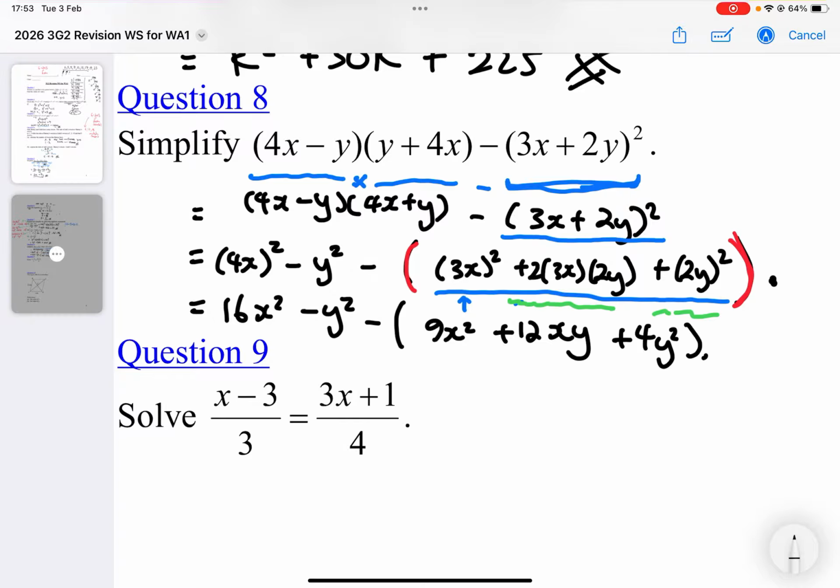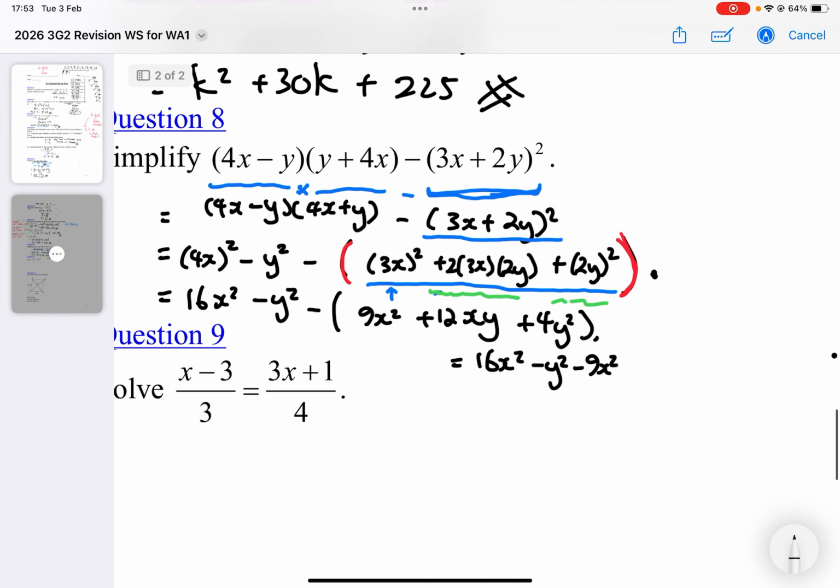So when I'm subtracting, I need to subtract everything here. Okay, so simplify. My minus must give to the 9x square. My minus must give to the 12xy. My minus must give to the 4y squared. Then I simplify. 7x square minus 12xy minus y square minus another 4y square altogether minus 5y square.